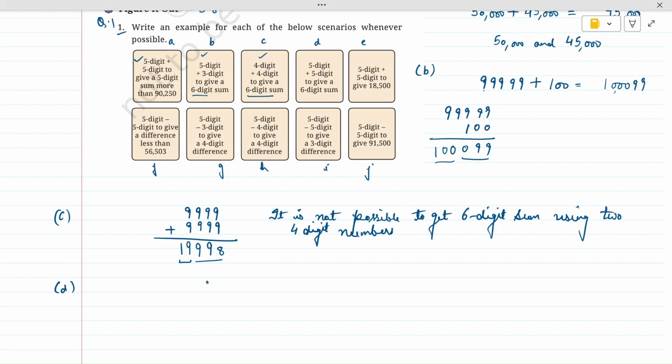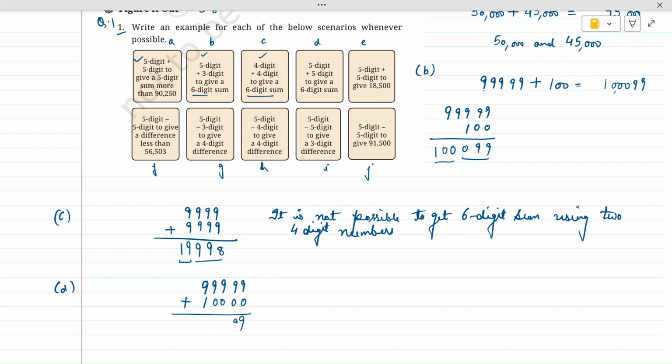the first 5-digit number which I am taking here is again 99999, and the second 5-digit number which I am taking here is the smallest one, 12345. This is the smallest 5-digit number, this is the largest 5-digit number. Now let's try to add and see what we get.